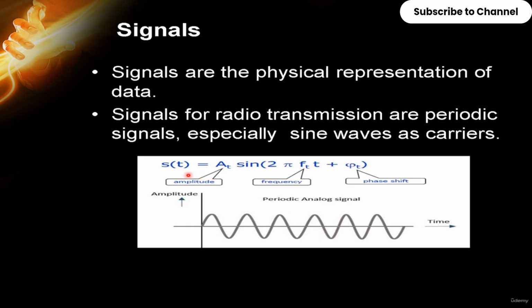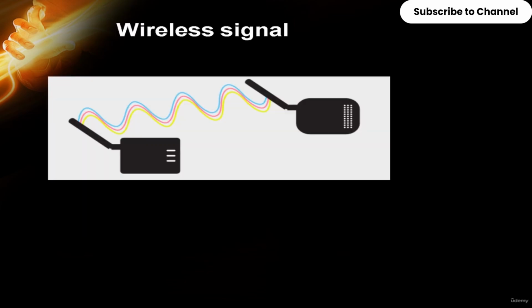So here the formula is represented as s(t) equals A(t), the amplitude of the sine wave, multiplied by sine of 2 pi f t plus psi(t), the frequency and phase. So like that the signals are represented with this simple formula.